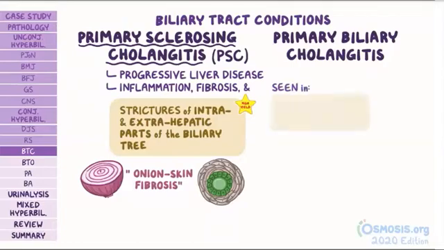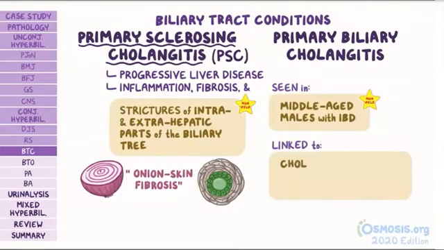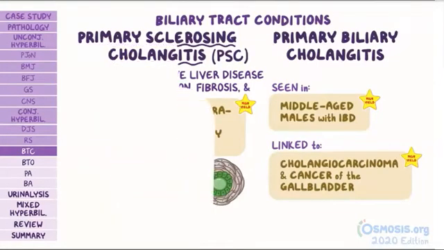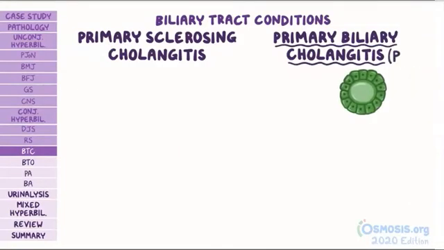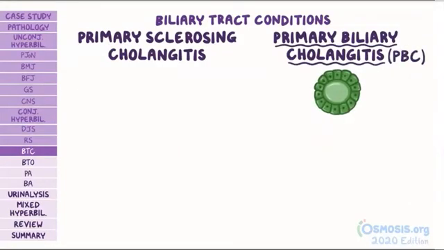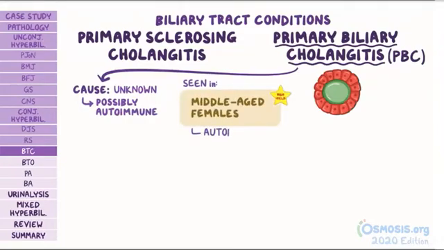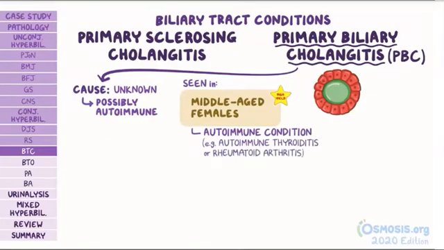It's classically seen in middle-aged males with inflammatory bowel disease. It's also linked to cholangiocarcinoma and cancer of the gallbladder. On the other hand, primary biliary cholangitis, or PBC, is associated with the gradual destruction of epithelial cells lining the intrahepatic biliary ducts by granulomatous inflammation. The cause is unknown, but it's possibly autoimmune in nature, since it's typically seen in middle-aged females with another autoimmune condition, like autoimmune thyroiditis or rheumatoid arthritis.